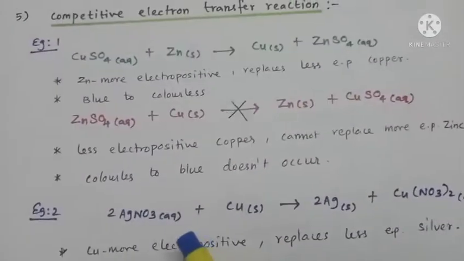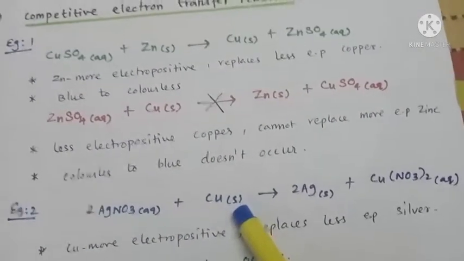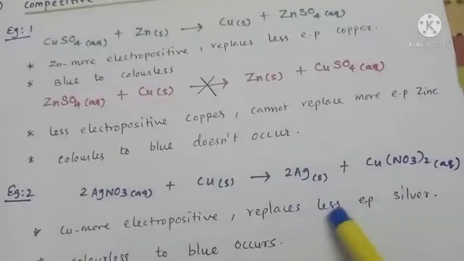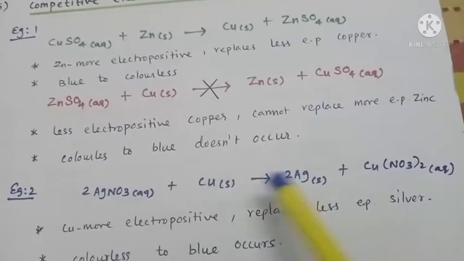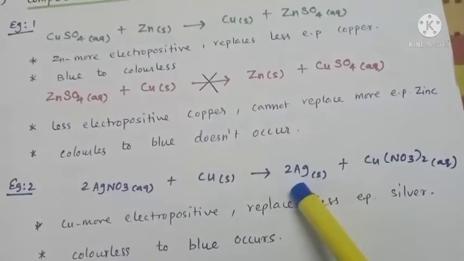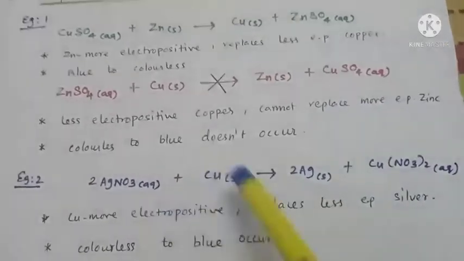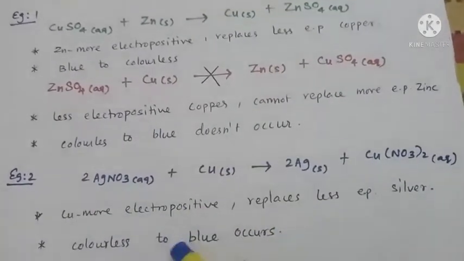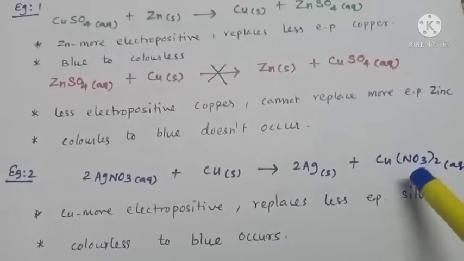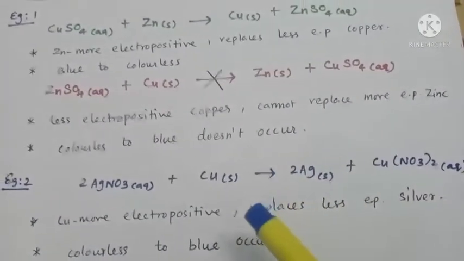Now, look at another reaction. With a colorless silver nitrate aqueous solution, if you add copper solid, copper will displace silver, because copper is more electropositive than silver, so it readily replaces less electropositive silver. As a result of that, you are getting copper nitrate solution with formation of silver solid, isn't it? Now, silver nitrate is colorless, copper nitrate is blue. Here there is a color change from colorless to blue. A colorless silver nitrate solution slowly changes into blue color due to formation of blue color copper nitrate solution. Now this reaction takes place. This reaction can occur, isn't it?